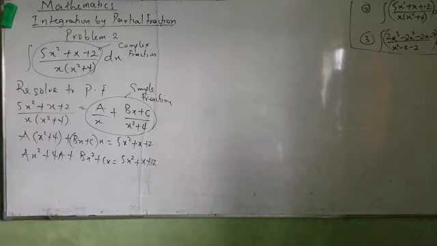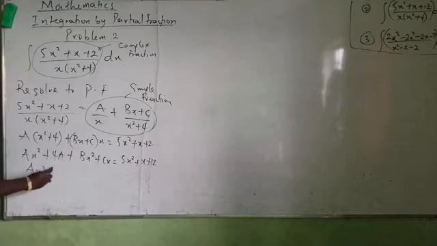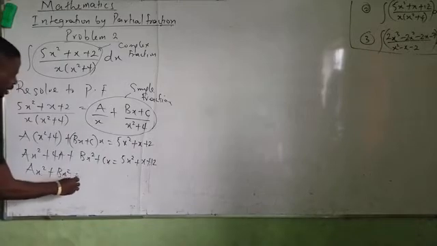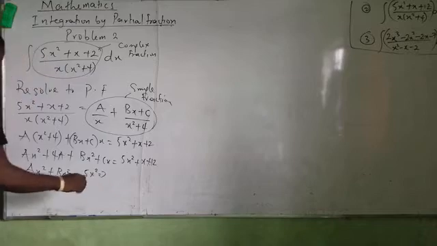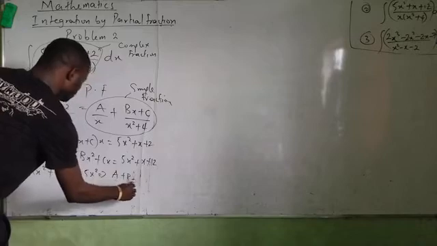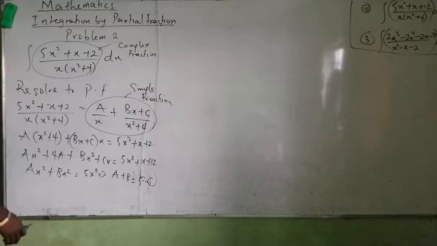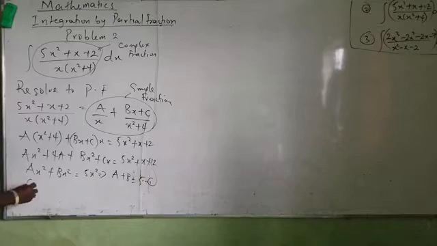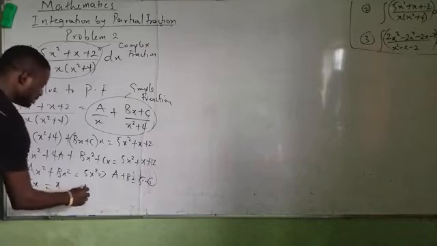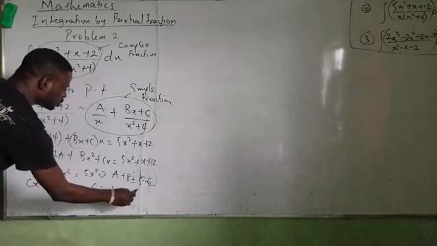Now, since I know this equals to this, Ax squared plus Bx squared equals to 5x squared, which implies A plus B equals to 5, equation 1. The same thing, the one that has x: Cx equals to x, which implies C equals to 1, equation 2.